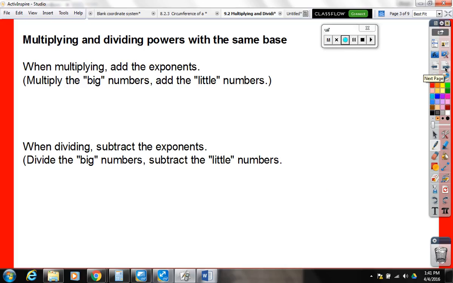Okay, multiplying and dividing powers with the same base. So in other words, say you have a power with the same base. The base is 3 on both of these. We have exponents of 1 and 2. When you multiply, you're going to add the exponents. So we have 1 plus 2, which is 3. So it's 3 to the third power. This is like 3 to the first power is just 3. 3 to the second power is 3 times 3. And 3 times 3 times 3 is 3 to the third power.